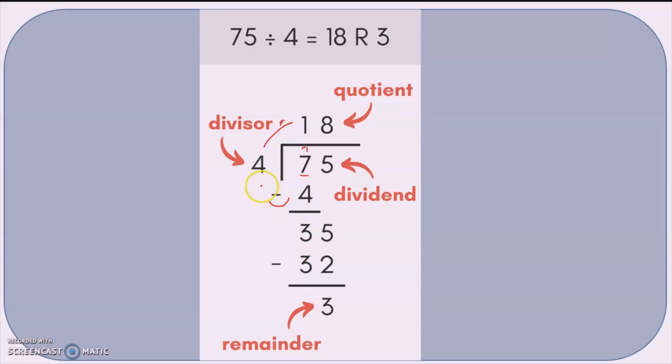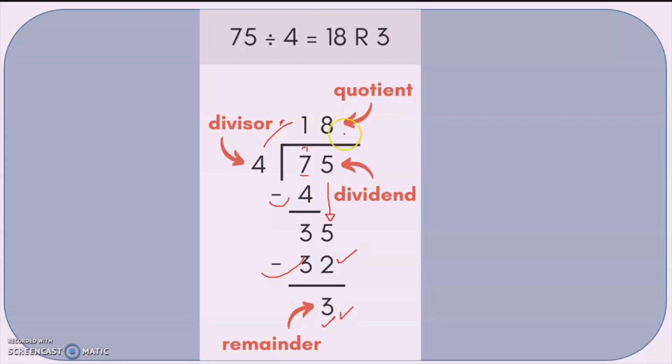Now 3 is less than 4, so we need to bring down 5 next to 3. Now we have got 35. Is 35 a multiple of 4? No, it's not. So which number less than 35 is a multiple of 4? It is 32. So again, we subtract these two numbers. When we subtract it, we get 3. So do we have any number left over here now? No. So our question ends here and we have got a remainder that is 3.